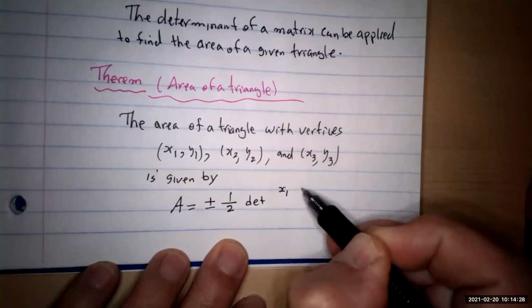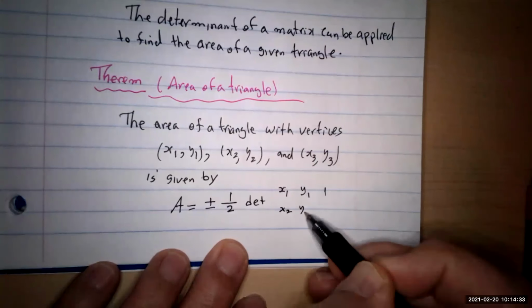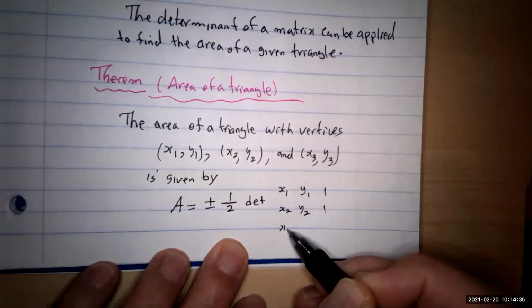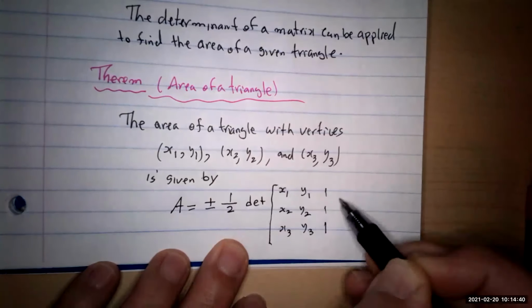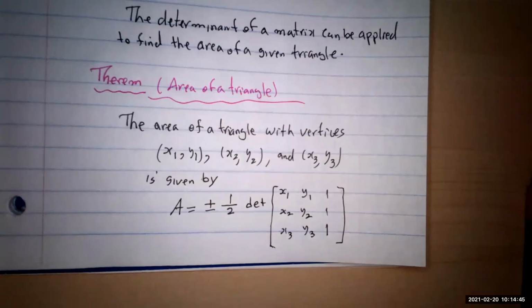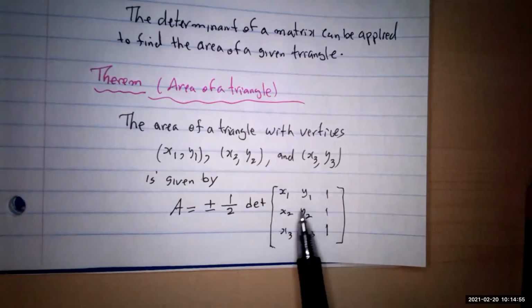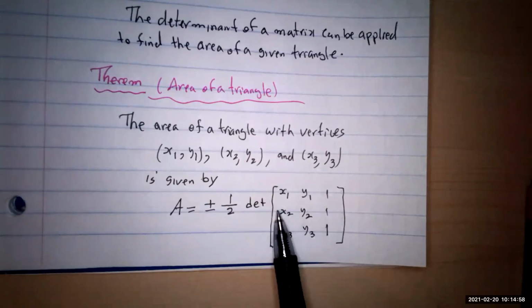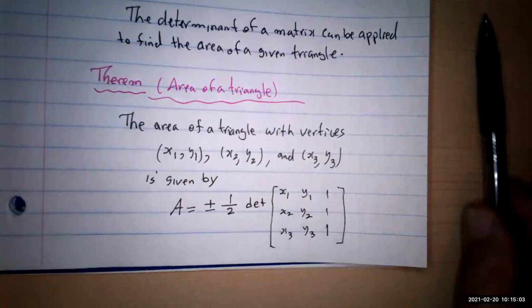And the matrix is this: x1, y1, 1, x2, y2, 1, x3, y3, 1. You have to memorize this matrix in order to solve those 3 problems in your book. Okay, so that would be the formula. We find the determinant of this matrix first. If the determinant is positive, we just use positive 1/2 times it. If this determinant is negative, use a negative 1/2, to guarantee that the result is always positive.